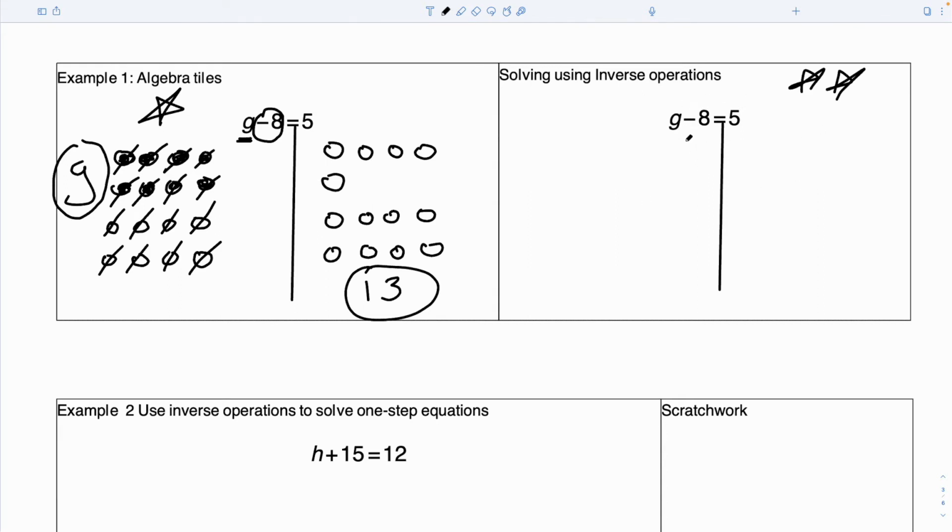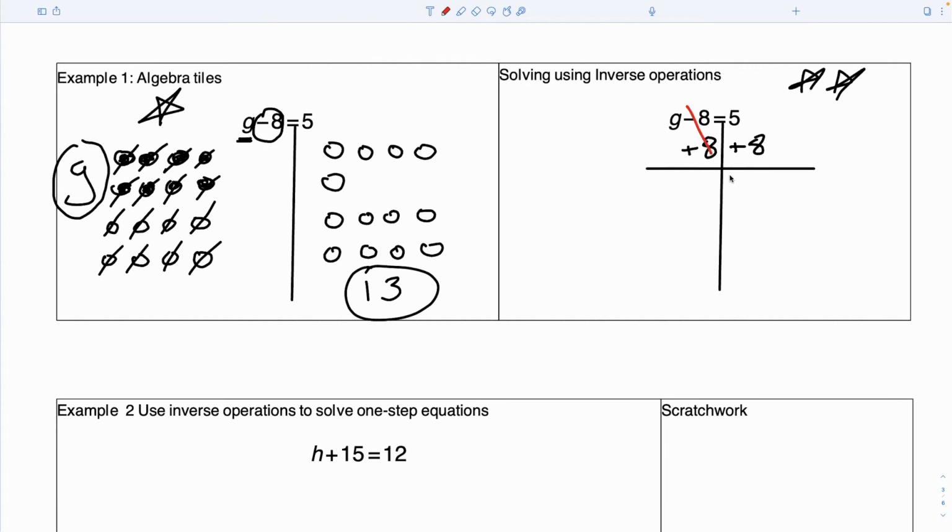When you have a negative 8 next to the g, it is g minus 8. I'm doing the opposite of subtracting 8 to do the inverse. The opposite of minus 8 is add 8. Whatever you do to one side, you have to do to the other side. So I'm adding 8 to both sides. Negative 8 plus 8 cancels. That's what I wanted.